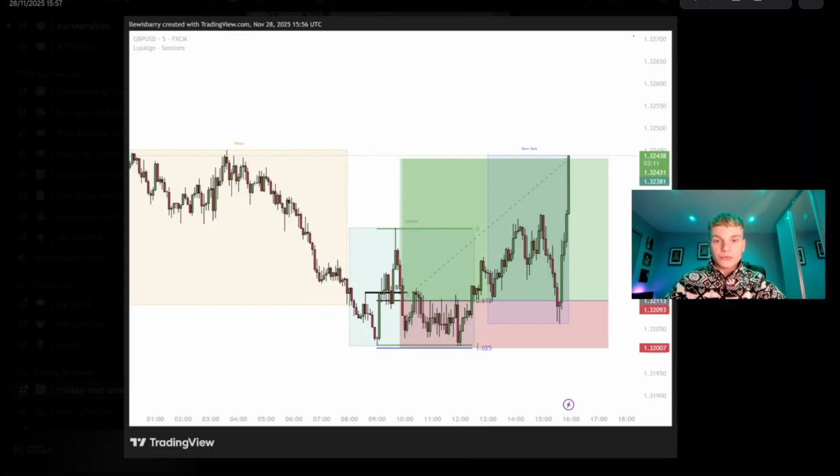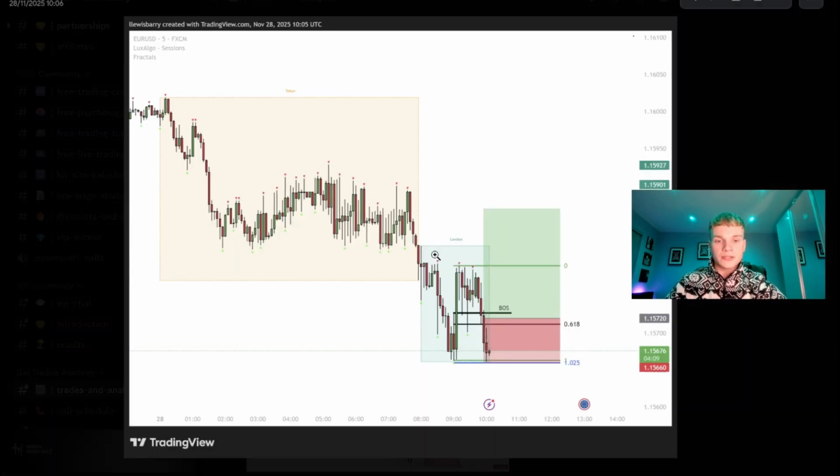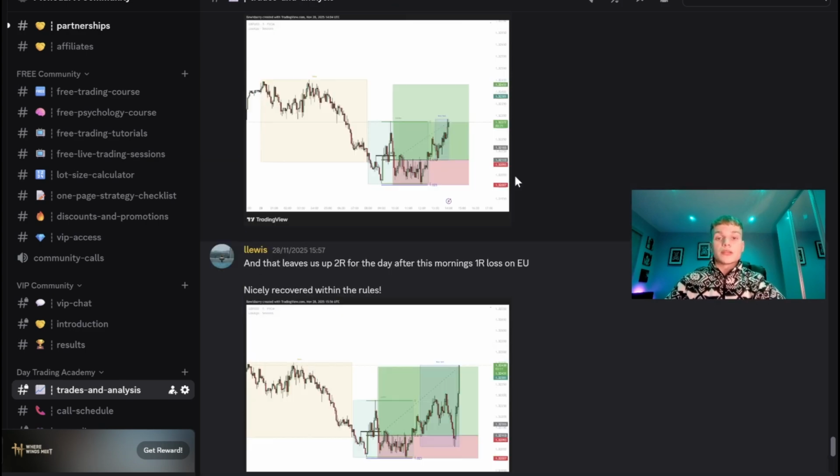I wanted to run you through this beautiful 3R trade that we got at the end of the week on Friday. Yeah, this was a nice trade. We did have an SL taken on EU on the same day, a -1R, but we came 2R up for the day, so that's a W for the team.